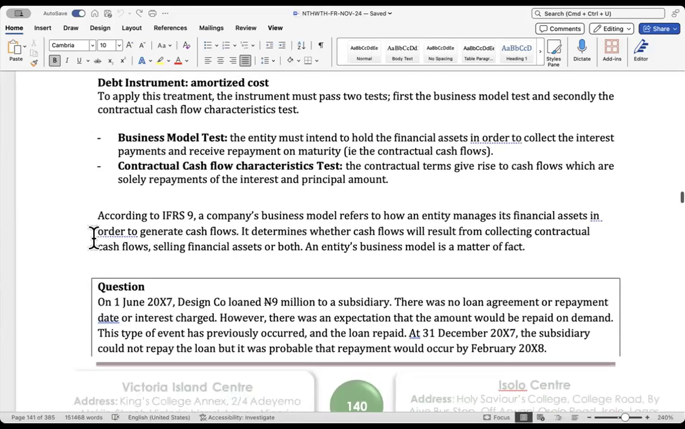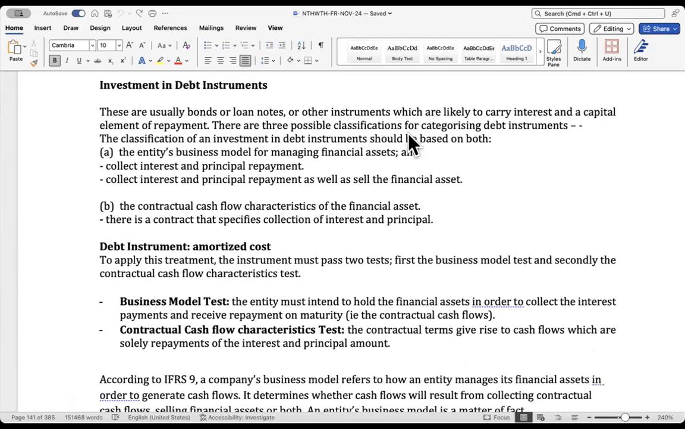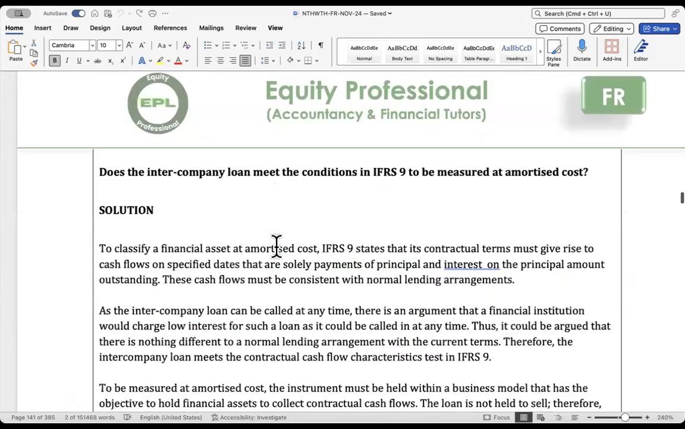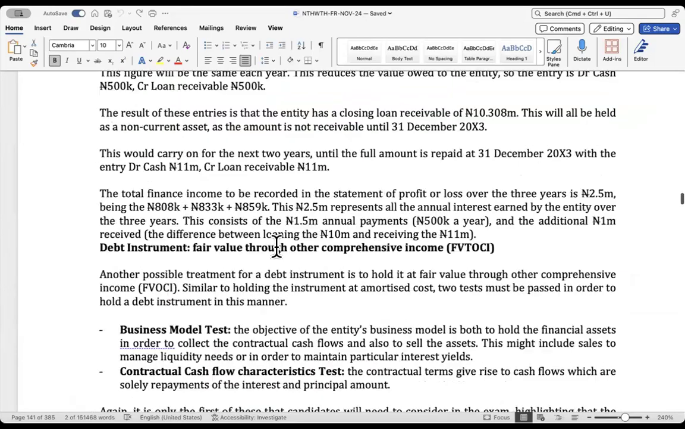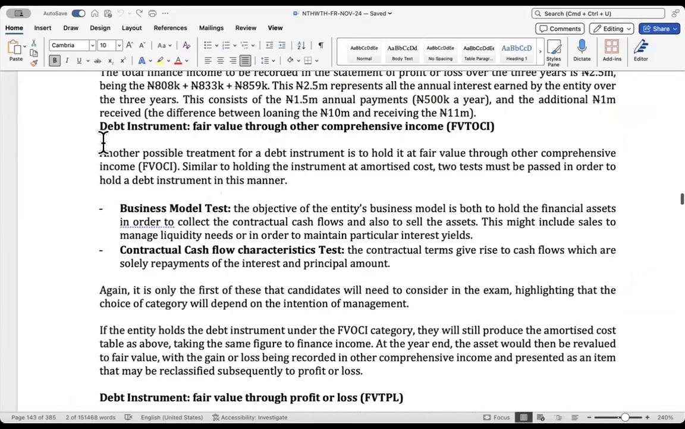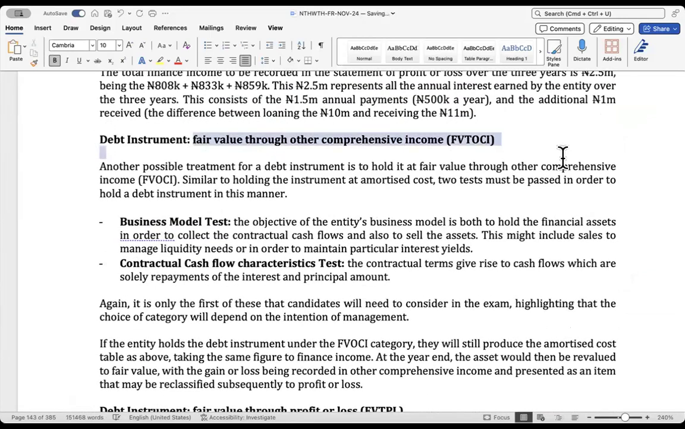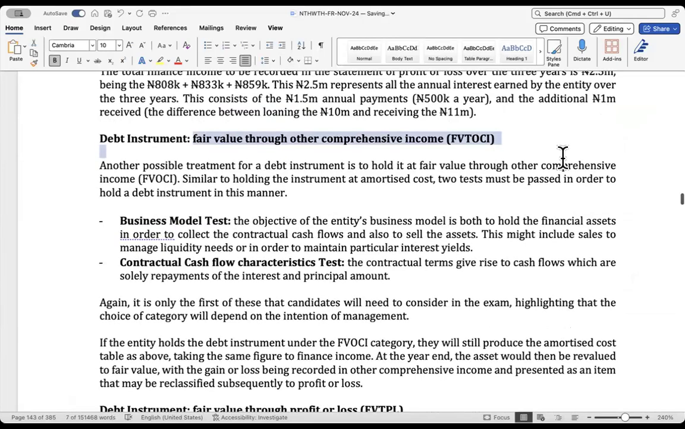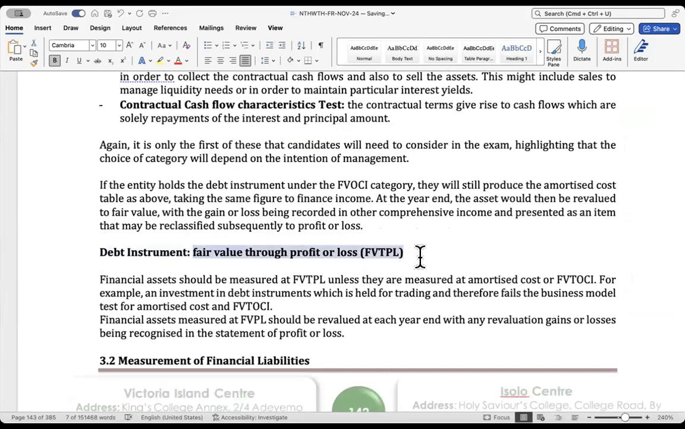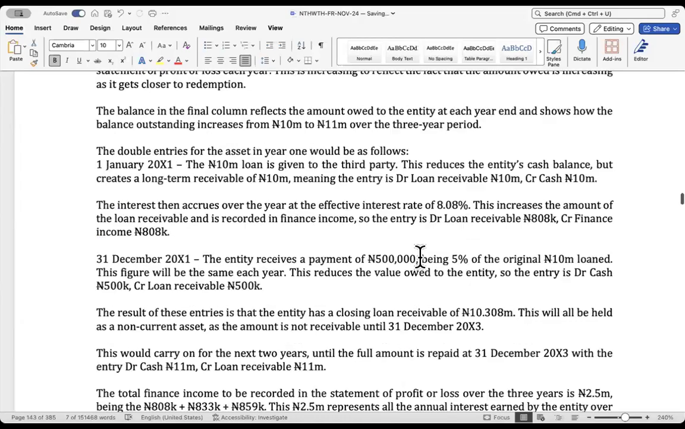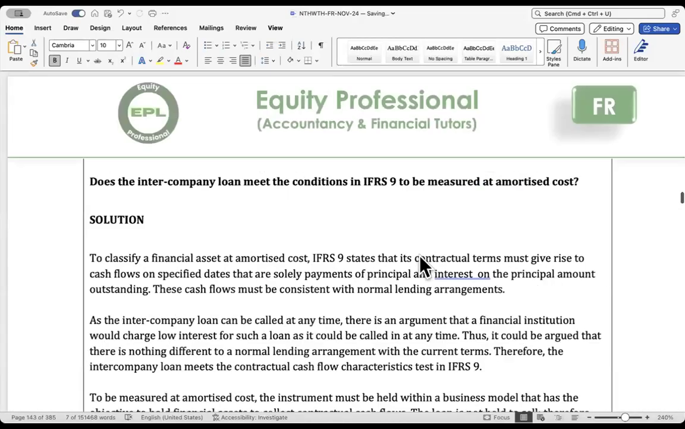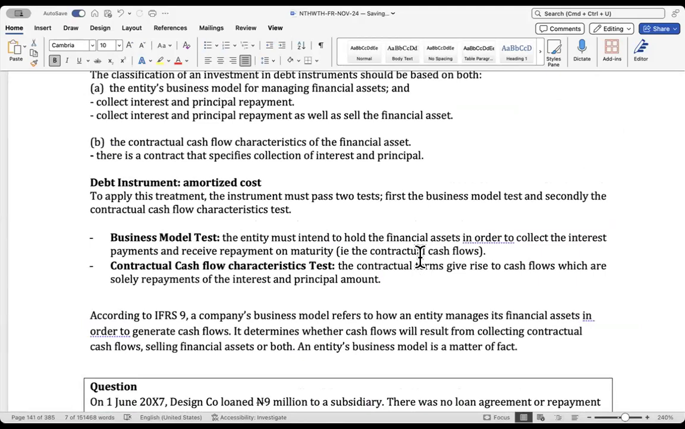There are three classifications. Number one is amortized cost. Number two is fair value through OCI, just like for equity too. And number three is fair value through P&L. Amortized cost, fair value through OCI, and fair value through P&L. Those are the three classifications of a debt investment.